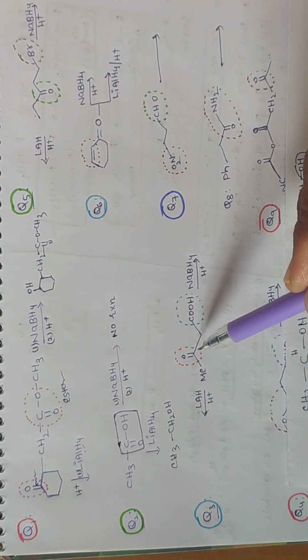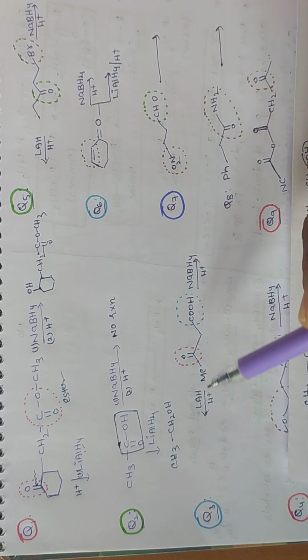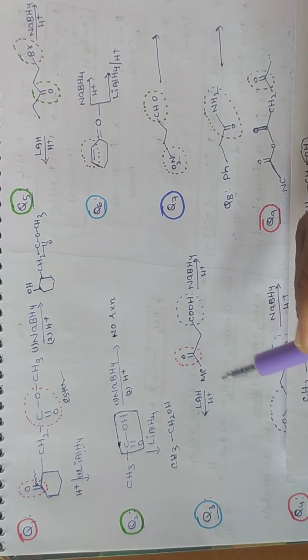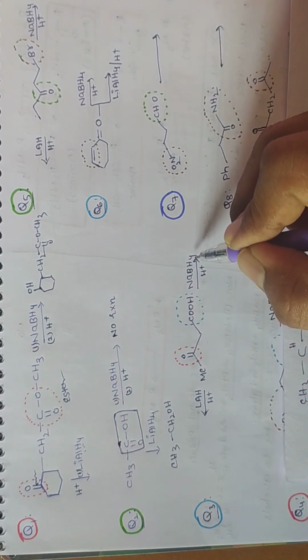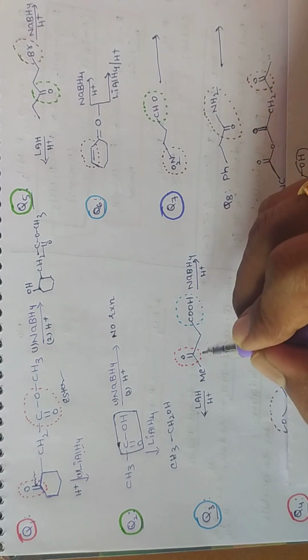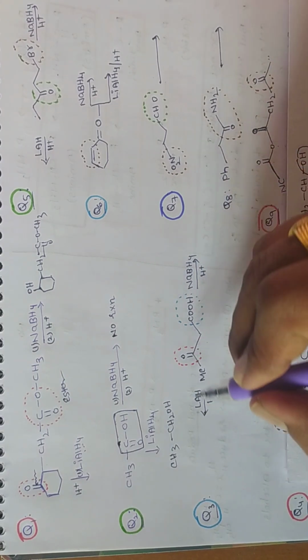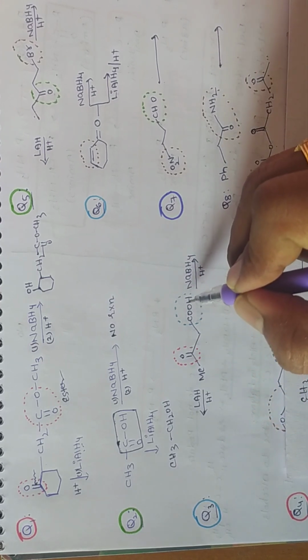Now you try this question. Here a ketone functional group is there, and an acid functional group is there. It reacts with sodium borohydride, and with lithium aluminium hydride. Ketone and acid are there. You try. Direct: sodium borohydride cannot reduce an acid. It can reduce only the ketone. Lithium aluminium hydride can reduce the ketone as well as the acid.